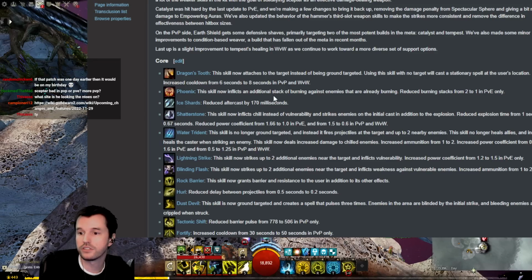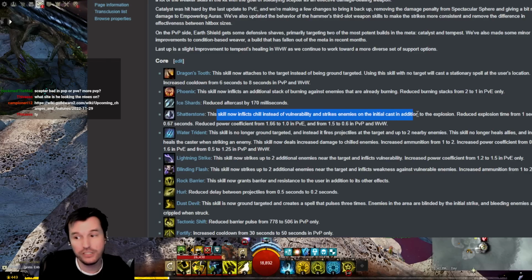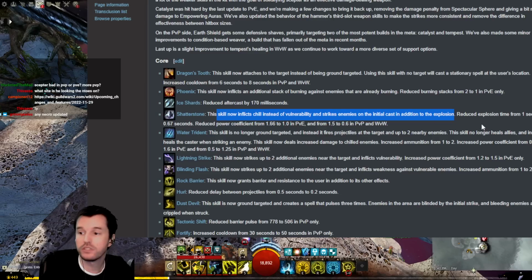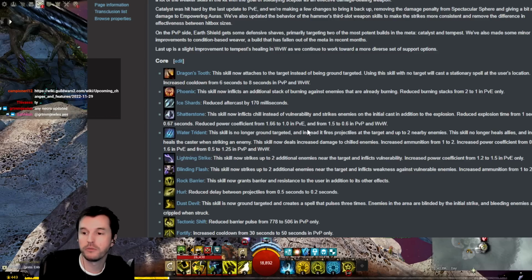Phoenix now inflicts an additional stack of burning if they're already burning. Reduce the burning stacks in PvE though. Ice shards reduce the aftercast by fractions of a second. Shatterstone will now inflict chill instead of vulnerability and strike enemies on the initial cast in addition to the explosion. Reduce the explosion time from 1 second to 0.67 seconds. It is very quick now. Reduce the power coefficient from 1.66 to 1.0 in PvE and 1.5 to 0.6 PvP in World v. World.